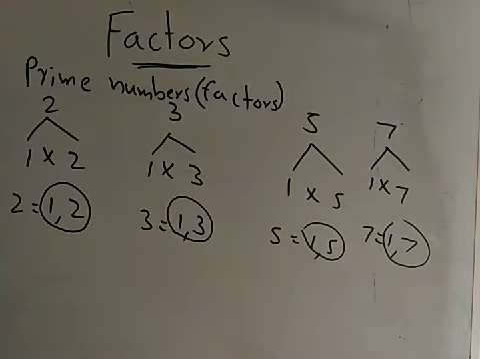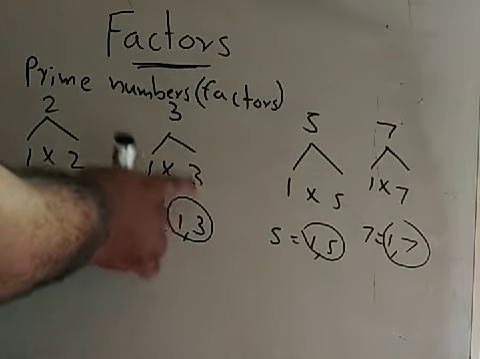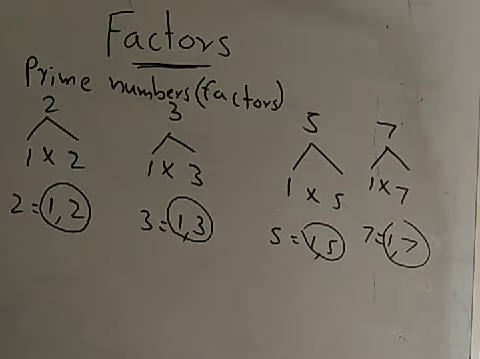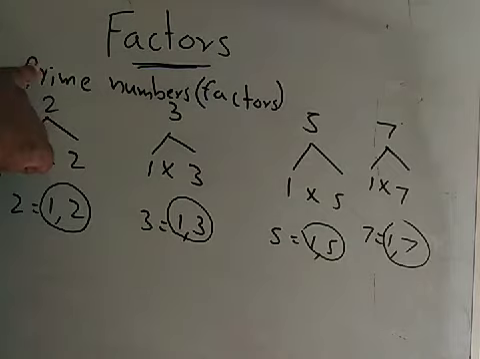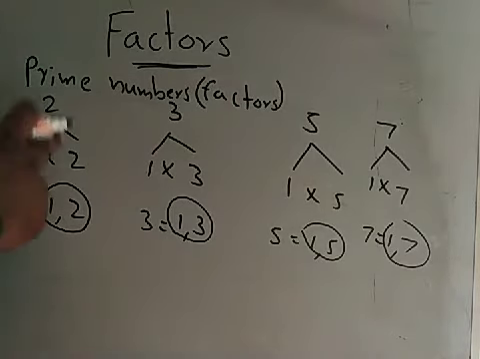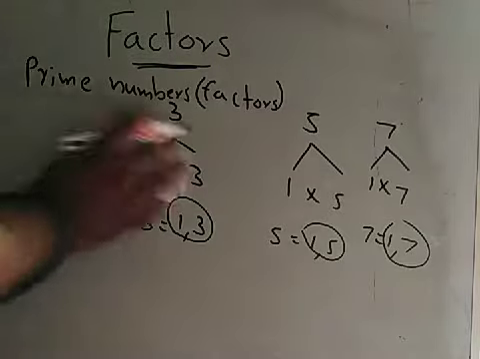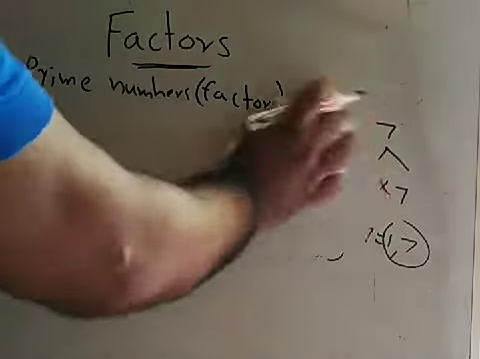Prime numbers, prime factors. If only 2 factors are there, it is called a prime number. Understand? A new word: prime numbers. Only 2 factors are there. Then here 2, 3, 5, 7 have only 2 factors.